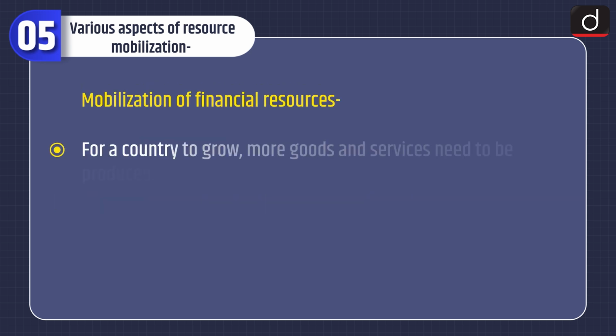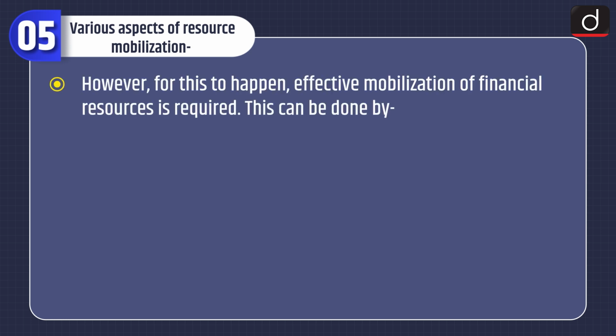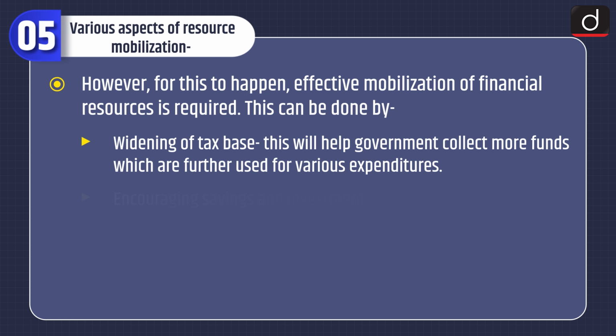Mobilization of financial resources. For a country to grow, more goods and services need to be produced. The production can be done by the government sector, private sector, or in public-private partnership. However, for this to happen, effective mobilization of financial resources is required. This can be done by widening of the tax base. This will help the government collect more funds which are further used for various expenditures.